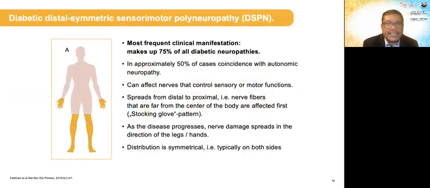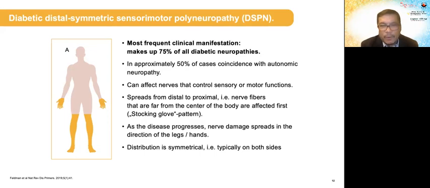So diabetic distal symmetric sensory motor polyneuropathy is the most frequent clinical manifestation, which makes up 75% of all diabetic neuropathies. In approximately 50% of cases, it coincides with autonomic neuropathy and can affect nerves that control both sensory and motor function. It spreads from distal to proximal, so that's why we call it stocking and glove phenomenon, wherein nerve fibers that are far from the center of the body are affected first. So again, we call that stocking and glove pattern, not the glove and stocking pattern.